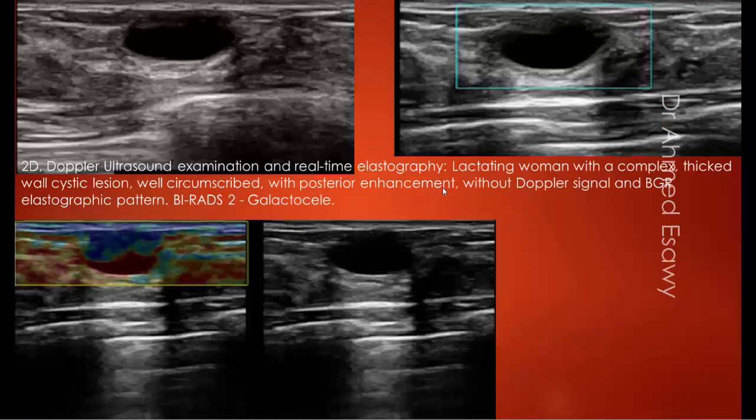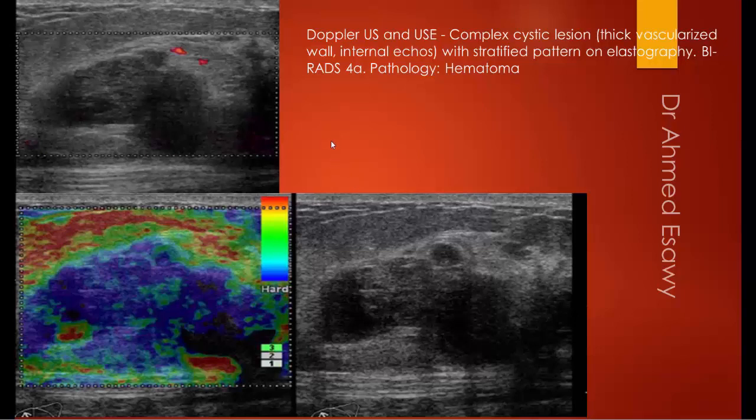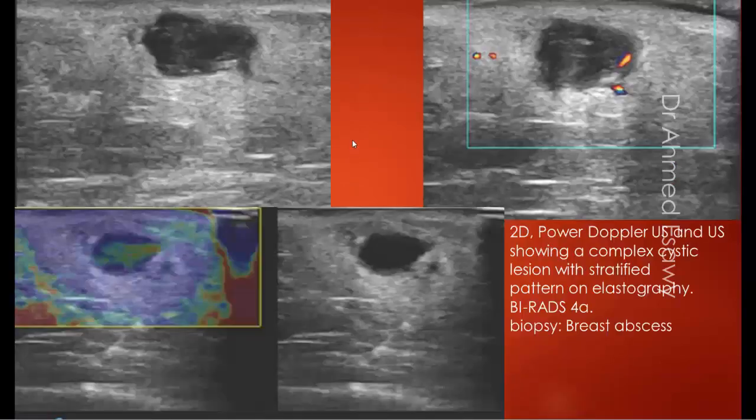This is an examination showing a lactating woman with complex thick wall cystic lesion, well circumscribed, posterior enhancement without Doppler signal and elastographic pattern. BIRADS 2, it is galactocele and not fibrocystic change. And this is a case of complex cystic lesion, thick wall, vascularized, internal echoes, stratified pattern in elastography. BIRADS 4A, pathology proved to be hematoma, one of the differential diagnoses of fibrocystic change. This is a case presenting complex cystic lesion, stratified pattern in elastography, marginal Doppler signal, it is breast abscess.